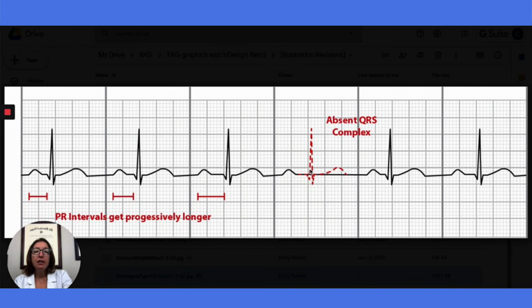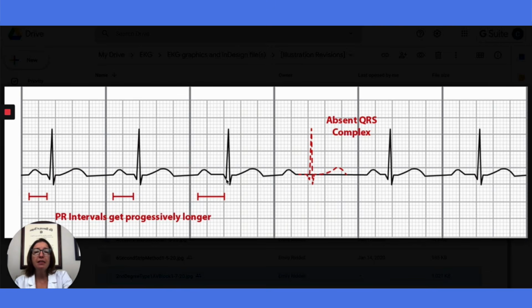So if we take a look at this strip, we can see that our atrial heart rhythm is regular. So if we look from one P wave to the next, the distance between those P waves is consistent. However, our ventricular heart rhythm is irregular because we are missing some QRS complexes. So we have an equal distance to this one, but then we have this missing QRS complex. So we have this big distance between R wave to R wave. So ventricular heart rhythm is irregular.